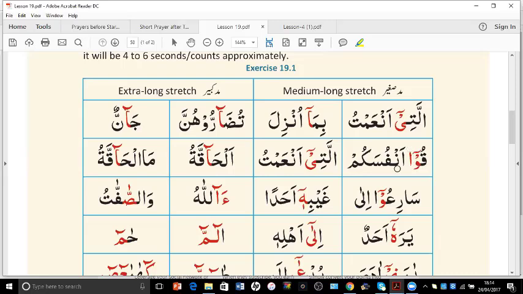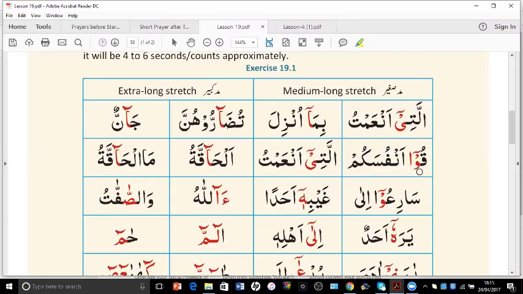Noon sakin joins with the previous letter. We do simple ghunna on it. Fusa. And then a meem sakin which joins with the previous letter. Kum. Okay. Anfusakum. Anfusakum. Well done. And then we bring it all together.